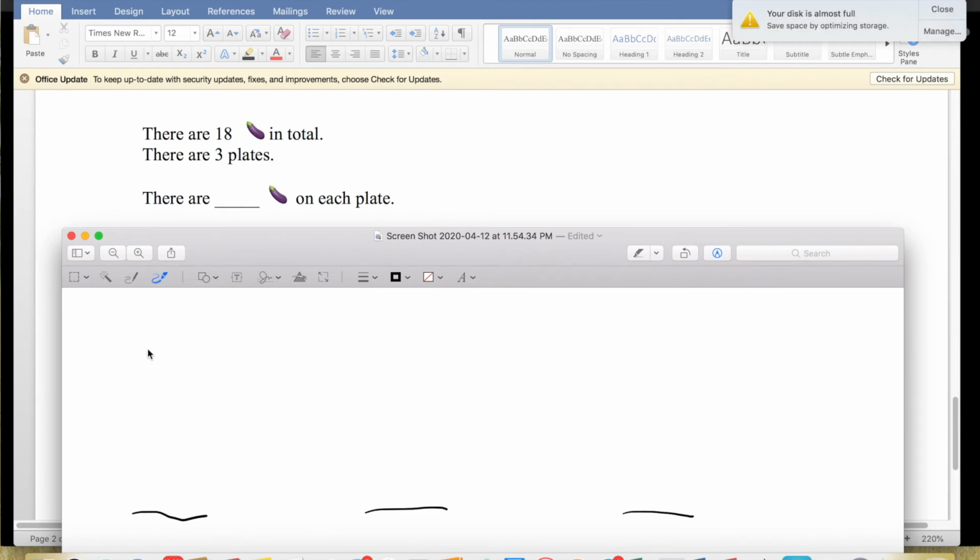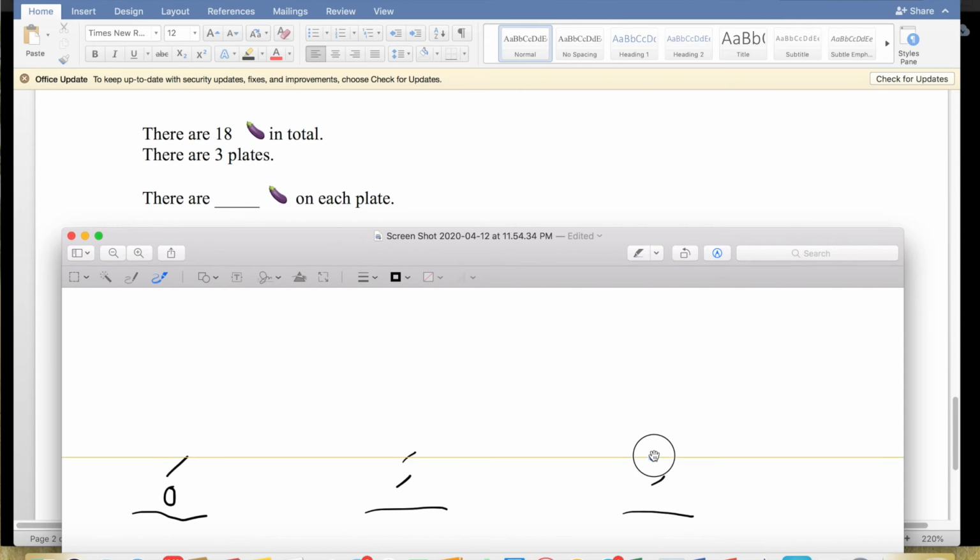Now, instead of drawing 18 out and crossing them out as I go, I'm just going to count until I get to 18. So I'm going to say 1, 2, I'm just going to put lines this time. 3, 4, 5, 6, 7, 8, 9. So if you count, it should be an equal number on each plate. So count and see how many are on each plate.